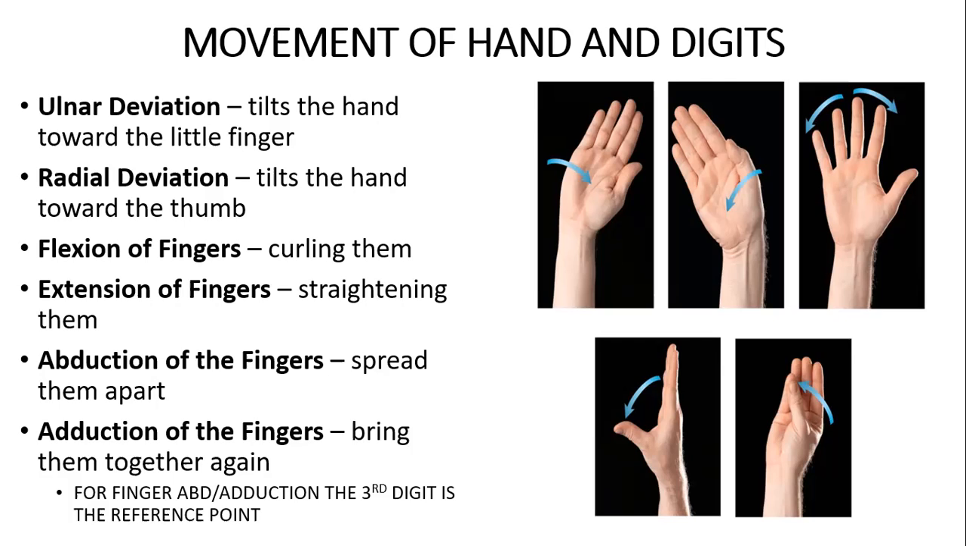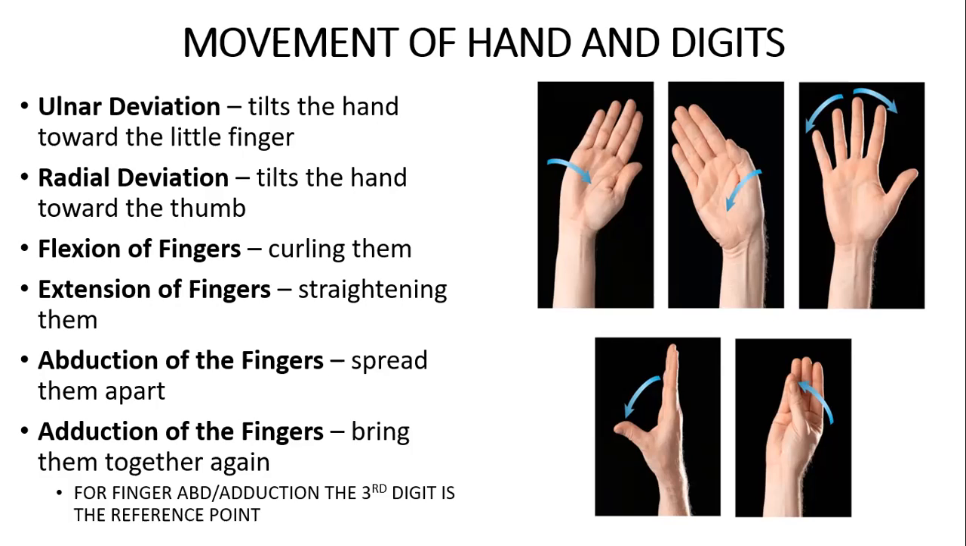The reason I'm saying this is because when we do goniometric measurements of the foot, we actually use the second toe as a reference digit. So the reference digit of the hand is the third digit, the finger you blow off people with, and the reference toe in the foot is the second digit.